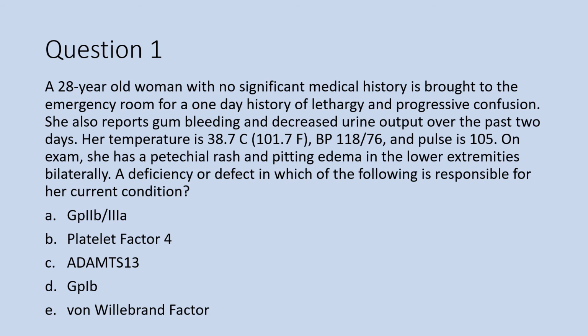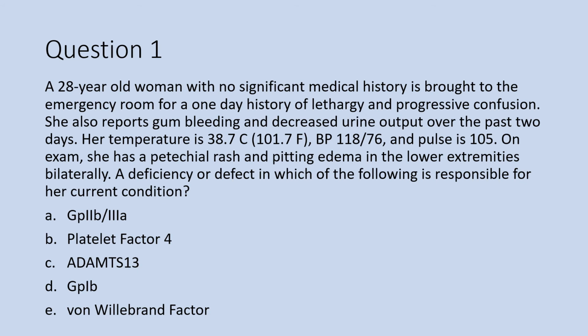So first, question 1. A 28-year-old woman with no significant medical history is brought to the emergency room for a 1-day history of lethargy and progressive confusion. She also reports gum bleeding and decreased urine output over the past 2 days. Her temperature is 38.7, blood pressure 118/76, and pulse is 105.